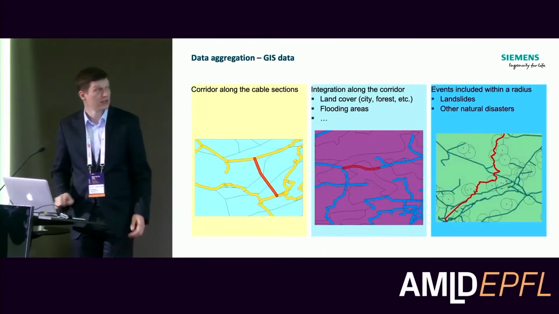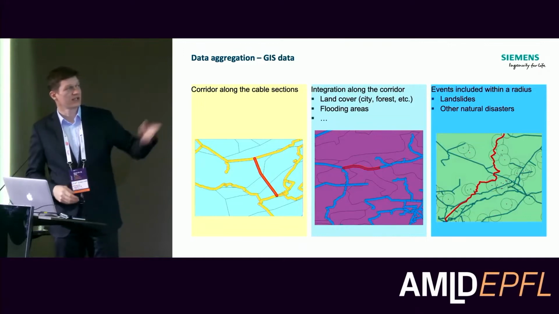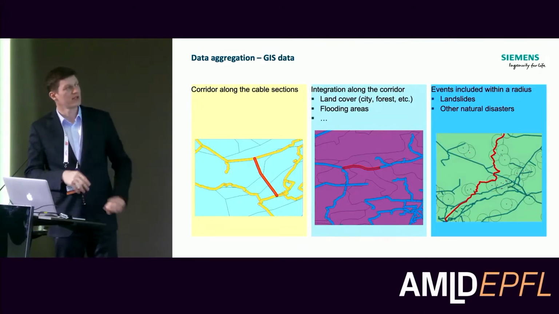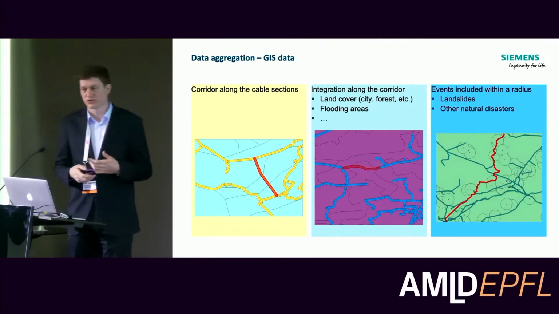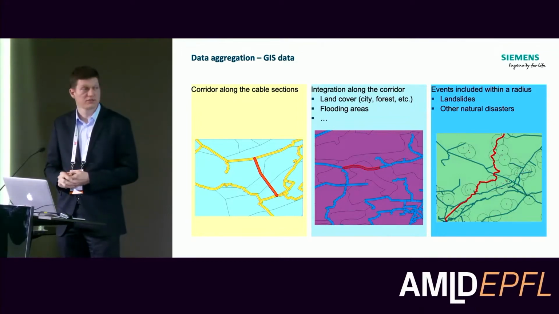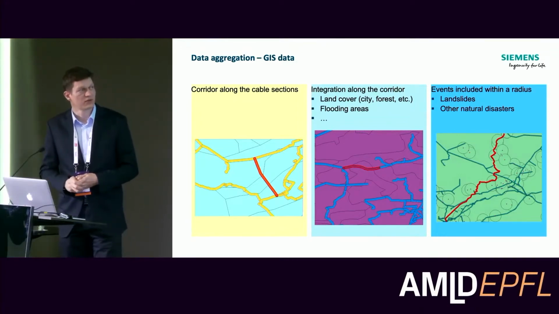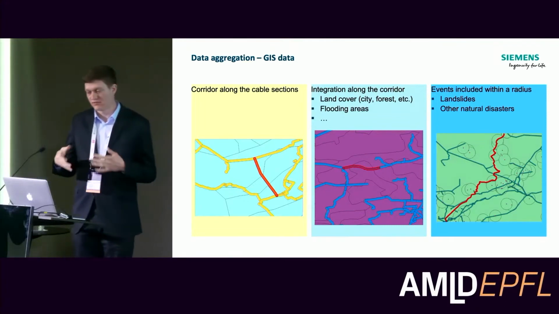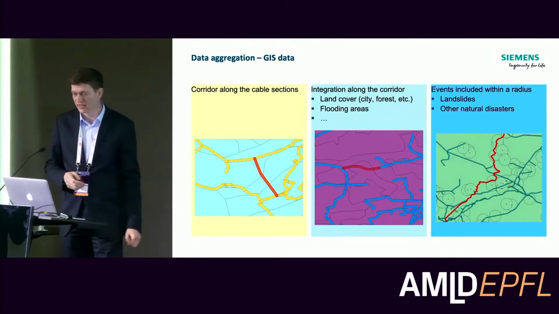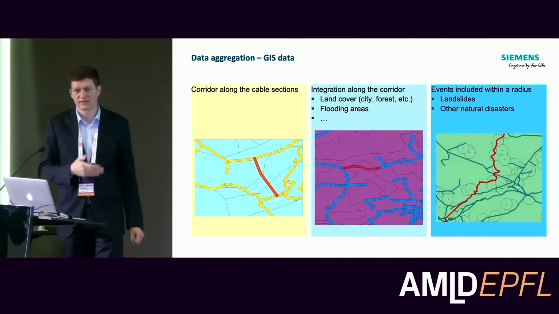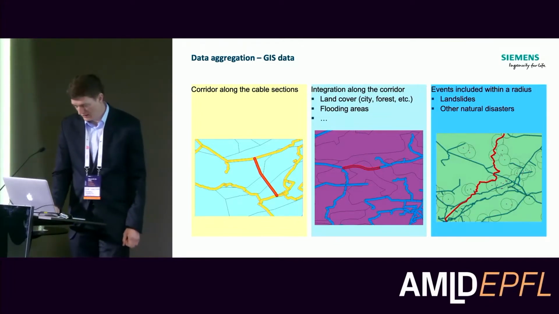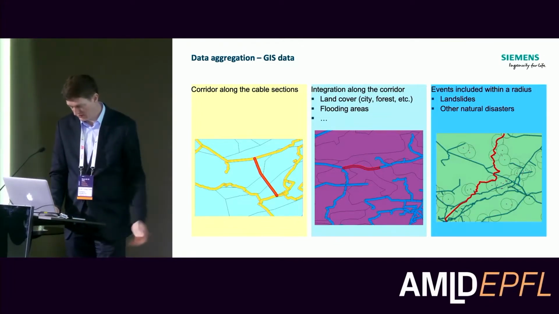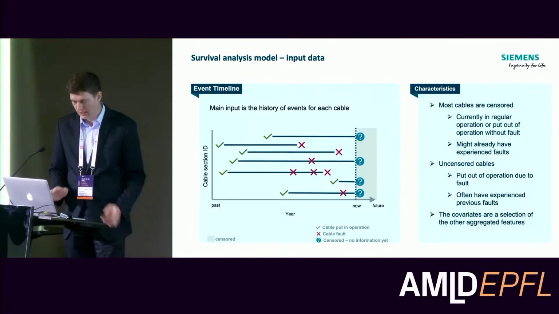Good. So for the GIS data aggregation, we put a corridor along the cable. Then we integrate over open source data. In Europe and in Austria, we are quite lucky to have lots of open data available, like is it a city there, is it a forest, is there a flooding area, was there a landslide, or an earthquake, and so on, so natural disasters.